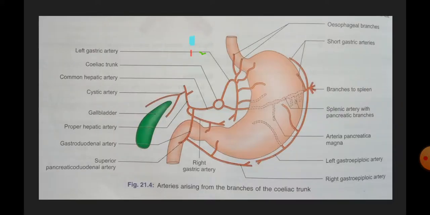Now, it also gives 5 to 7 short gastric branches from the terminal part of the splenic artery that runs in the gastrosplenic ligament and supply the fundus of the stomach. We have the left gastroepiploic artery arising from the terminal part of the splenic artery that runs downwards in the greater omentum following the greater curvature of the stomach. It ends by anastomosing with the right gastroepiploic artery. So, both the gastroepiploic arteries, as the name suggests, supply both the stomach as well as the greater omentum.